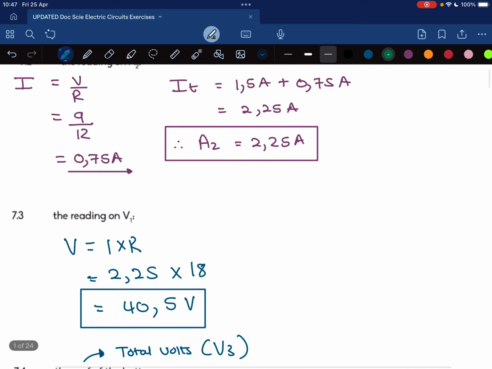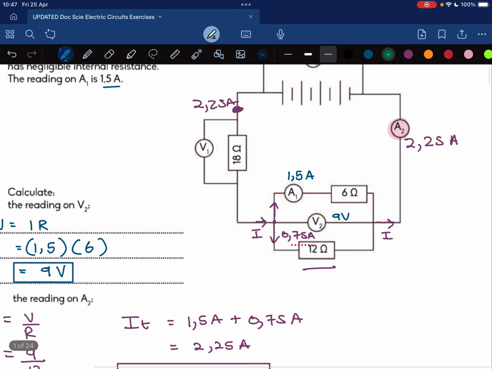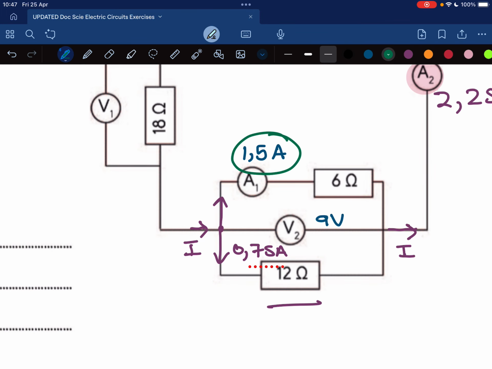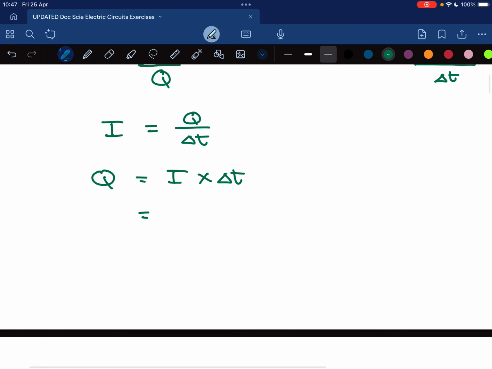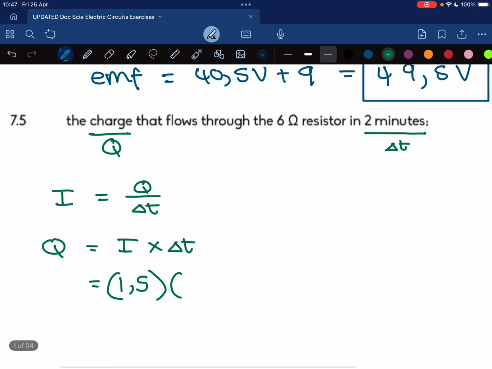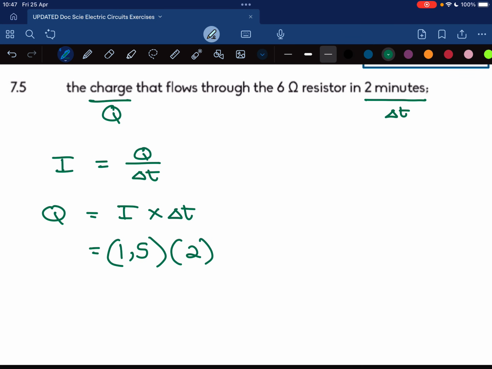Now if I go to the 6 ohm resistor, I see that the current that goes through there is 1.5 amps. So I'll just put that in. 1.5 amps multiplied by 2 minutes. Now, do you just put 2? No, you don't, because time is measured in seconds. So be careful of that, because you will lose lots of marks there for not converting. You have to convert to seconds.